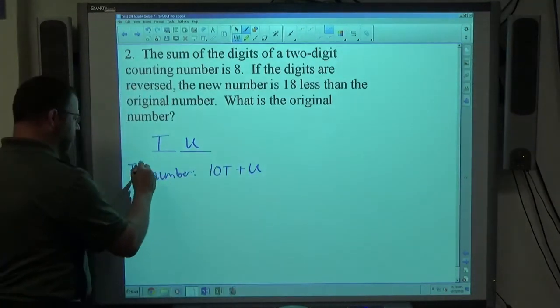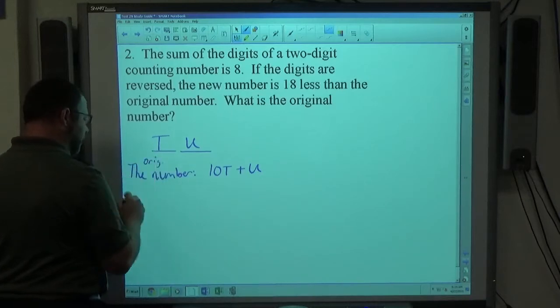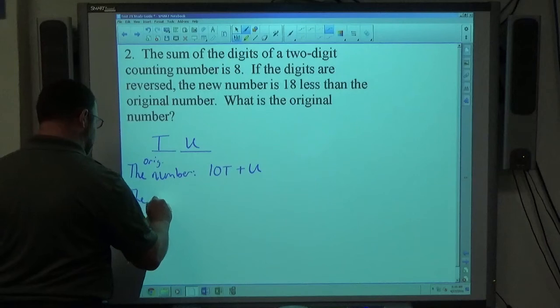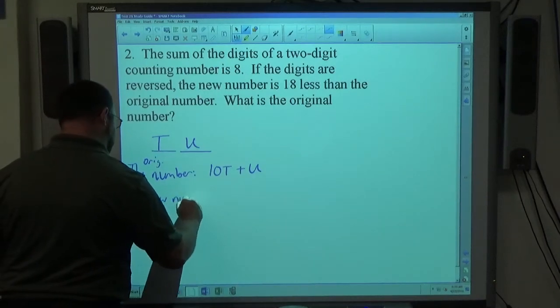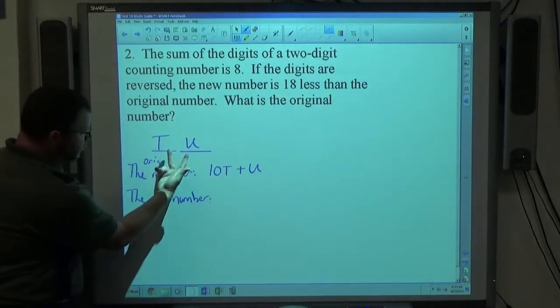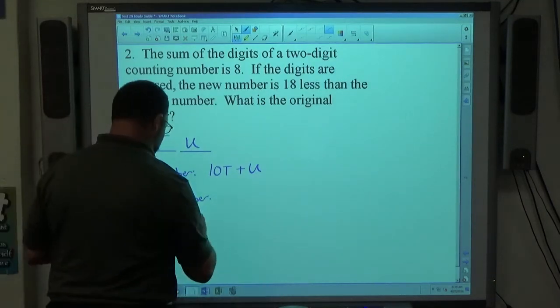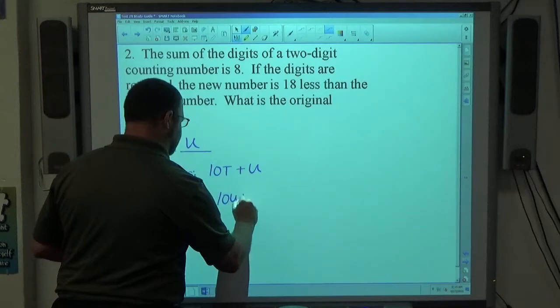This is the original number. They a lot of times like to reverse the digits in the number, so the reversed number, if I swap the digits, that puts the units digit in the tens place, the tens digit in the units place, so the reverse number is going to be 10u plus t.